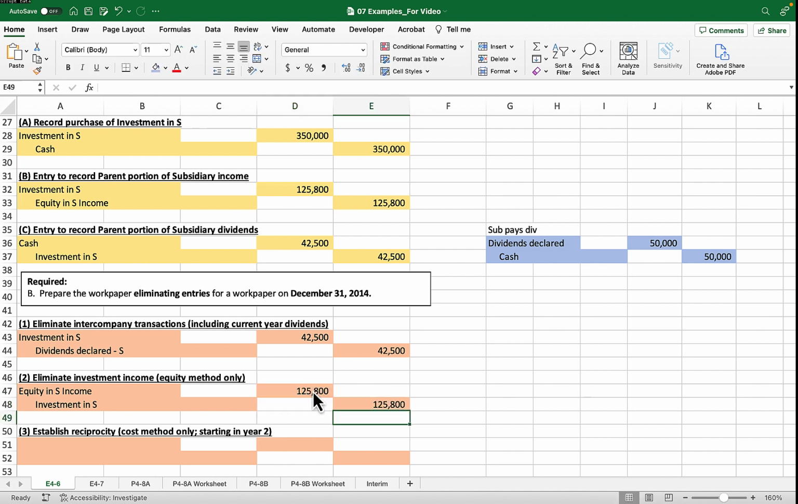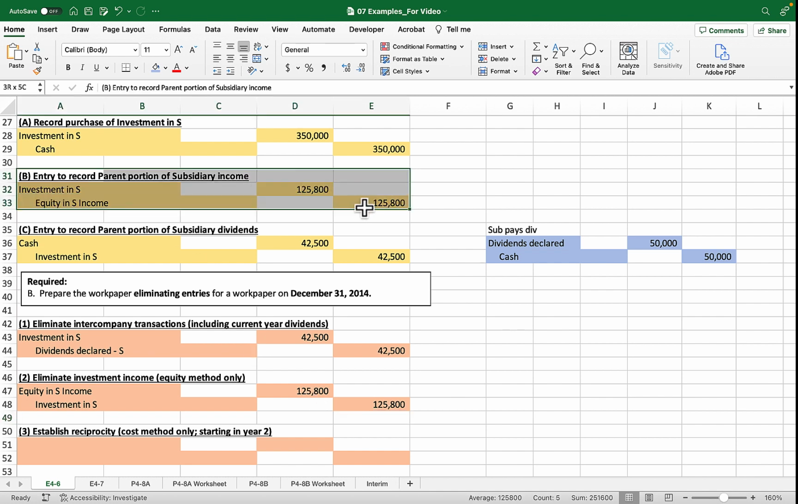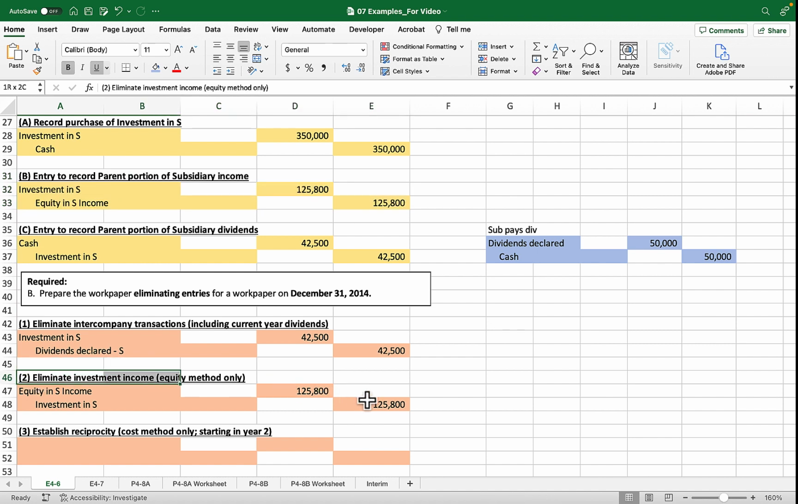Now remember, these are now orange entries. So these are happening on our work paper outside the general ledger. So this entry up here still stays on the parent general ledger. We still have record of the fact that we recorded income from our subsidiary. But for financial reporting purposes, we're getting rid of it on our worksheet before we prepare our financial statements, before we report to the outside world.